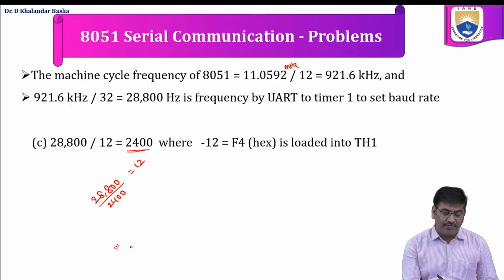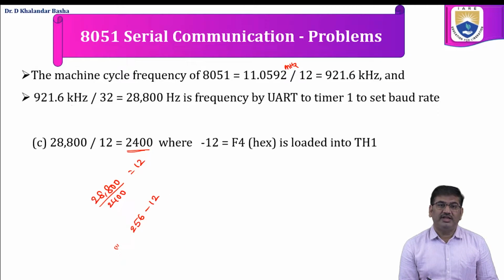In the first step, one method is that the 8-bit counter has a total count of 256, minus the required number of clock pulses, which is 12 only. So 256 minus 12 is 244 decimal. If we convert that into hexadecimal, we get F4H. This is method 1.